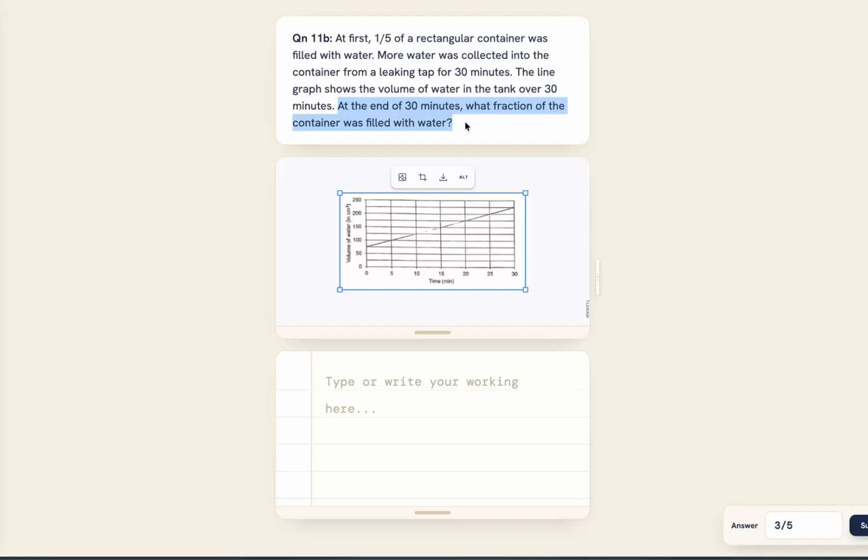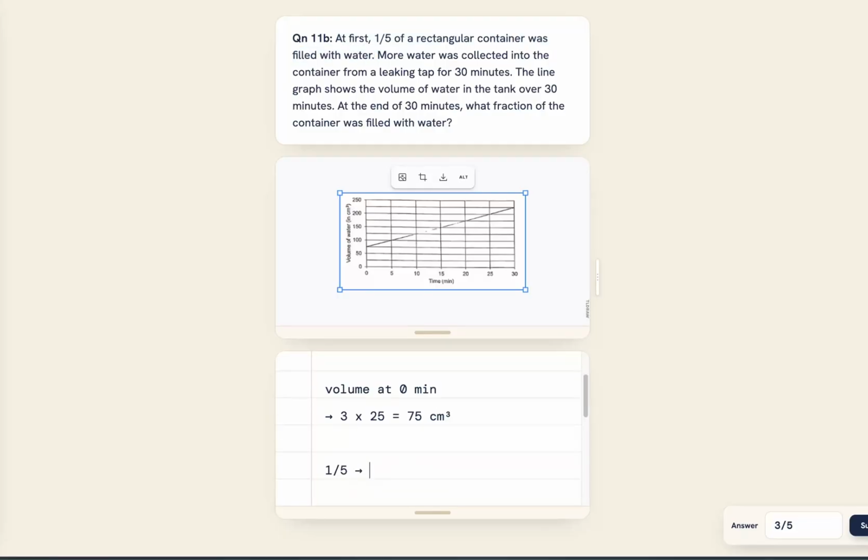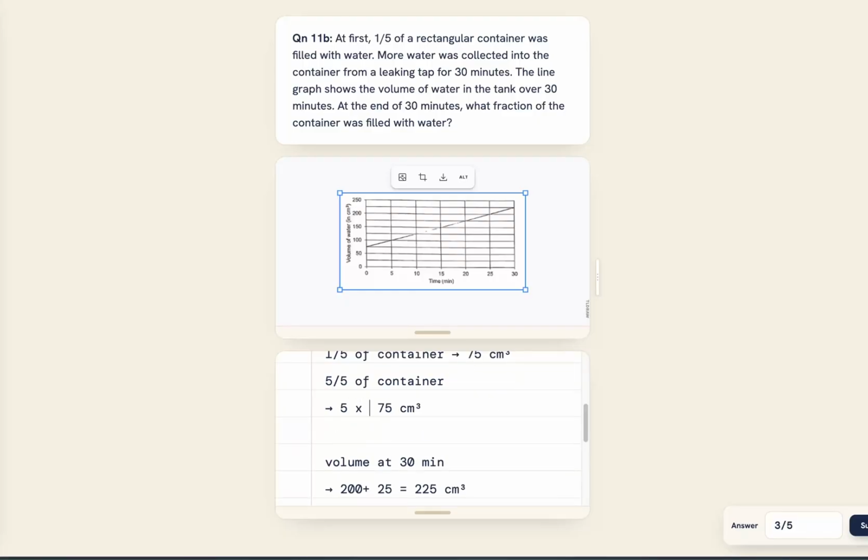Question 11, part B. At the end of 30 minutes, what fraction of the container was filled? So we know that at first, 1/5 of the rectangular tank was filled with water. So that means 1/5 is equal to 75. So 1/5 of the container is 75 centimeter cube. That means 5 over 5 of the container would be equal to 5 times 75, and this will be equal to 375 centimeter cube.